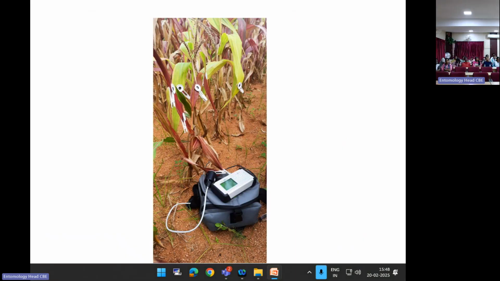So this is the leaf clip. I told you how I dark adapt the leaves. For example, if this is a diseased leaf, I dark adapt the leaf with a leaf clip so that this particular area is dark adapted. That is, no light falls on it. Then afterwards, I place the sensor there.